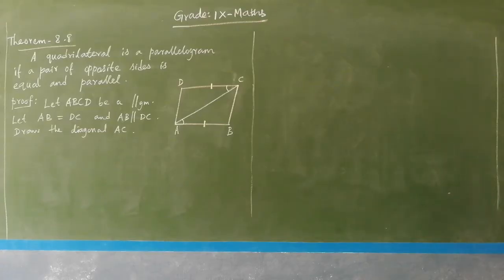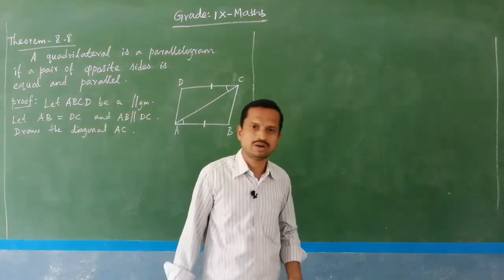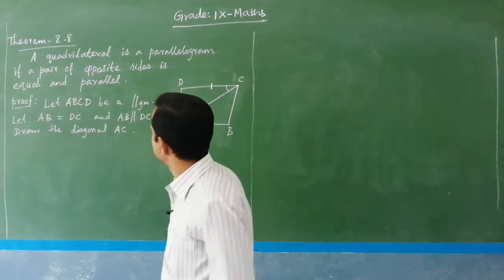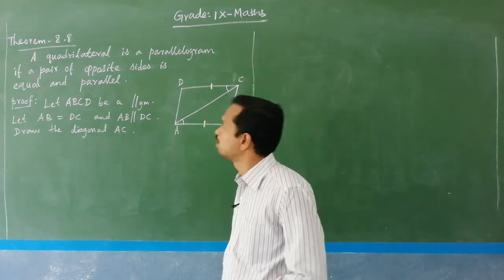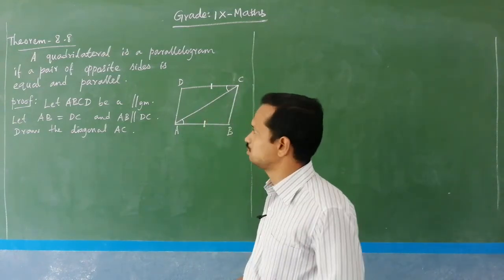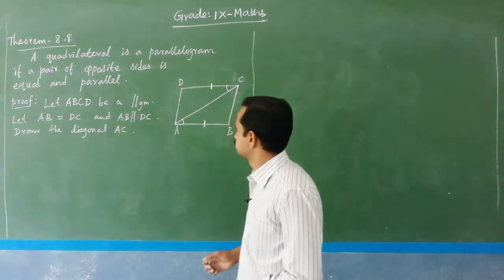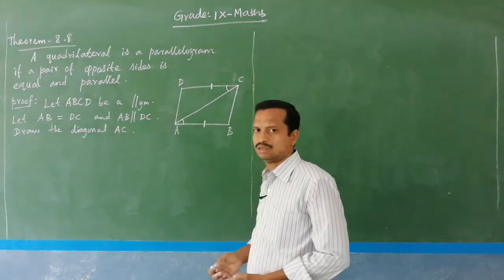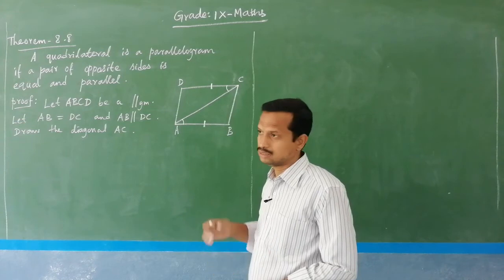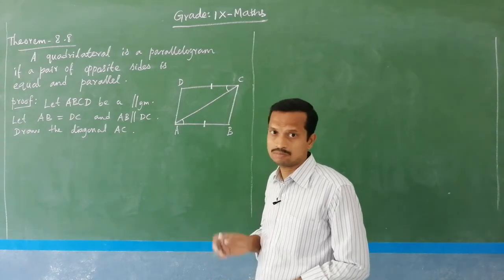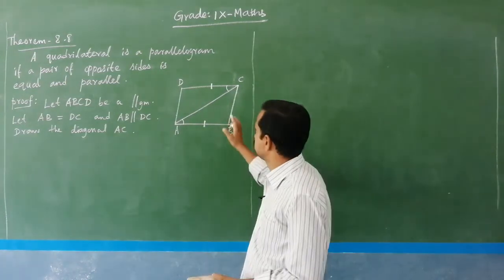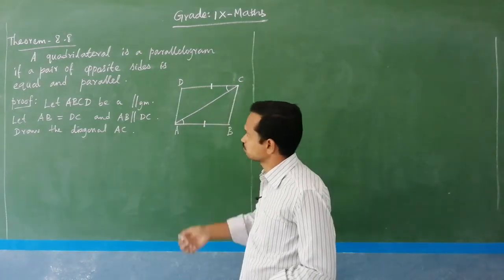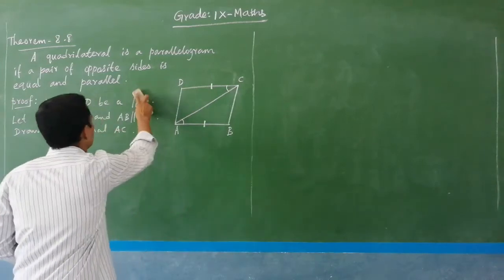So, now coming to theorem 8.8, a quadrilateral is a parallelogram if a pair of opposite sides is equal and parallel. So, consider ABCD a quadrilateral first, and then we have to show that it is a parallelogram if a pair of opposite sides is equal and parallel. So, take ABCD to be a quadrilateral here.